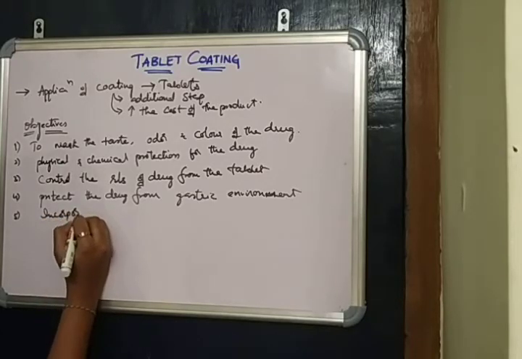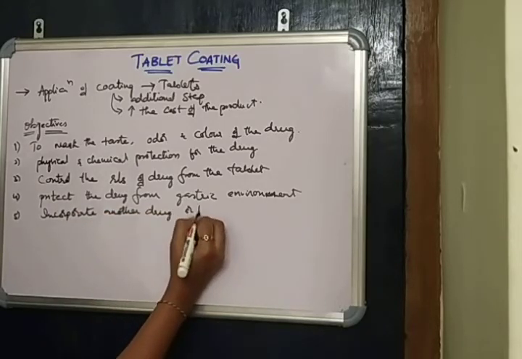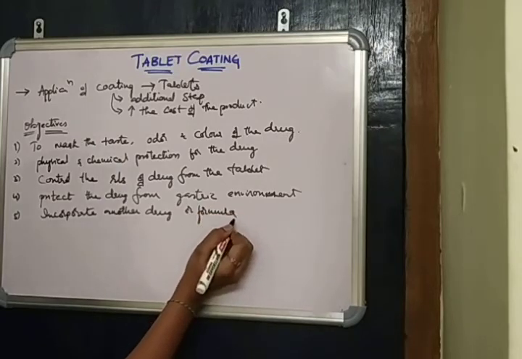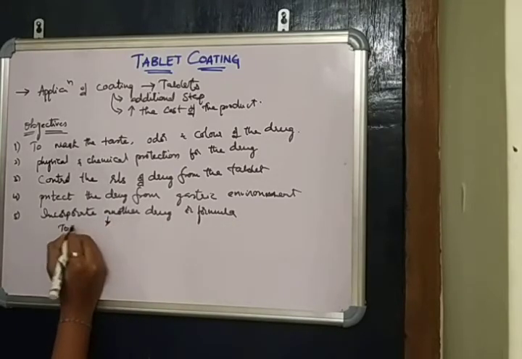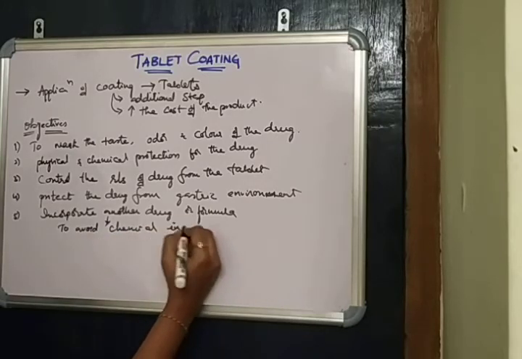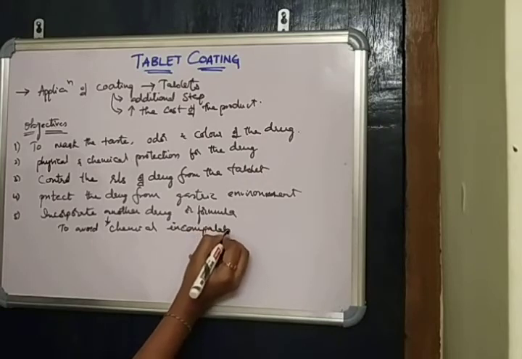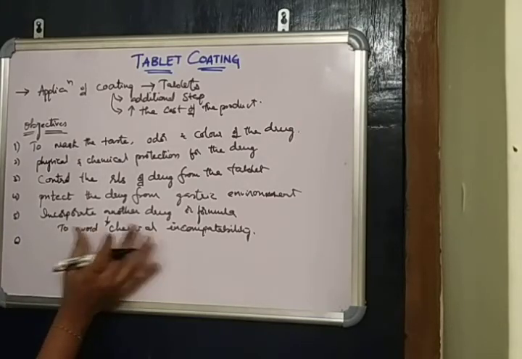Next one, to incorporate another drug or formula adjuvant in the coating to avoid chemical incompatibility. To avoid chemical incompatibility in the coating step, we have to incorporate another drug or formula adjuvant, mixed in that coating material, to provide a sequential drug release.